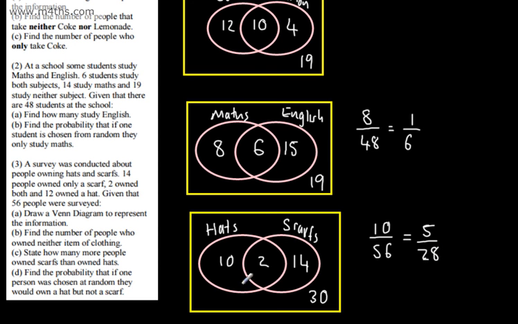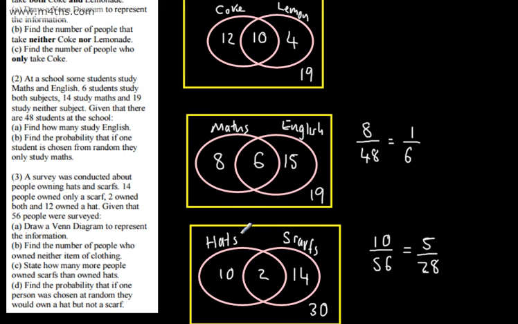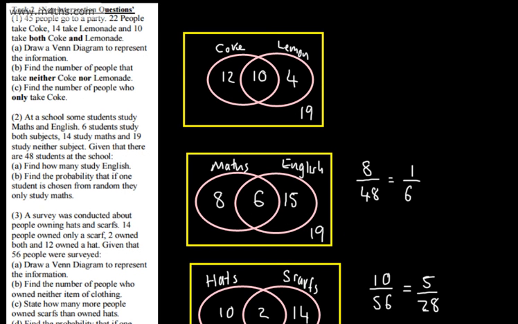So hat only. Hat but not a scarf is hat only. Don't fall into a trap now of writing it's 12. So there we go. They are what I would call the non-intersection questions, where we don't have to find this intersection. Let's move on and look at task 3.